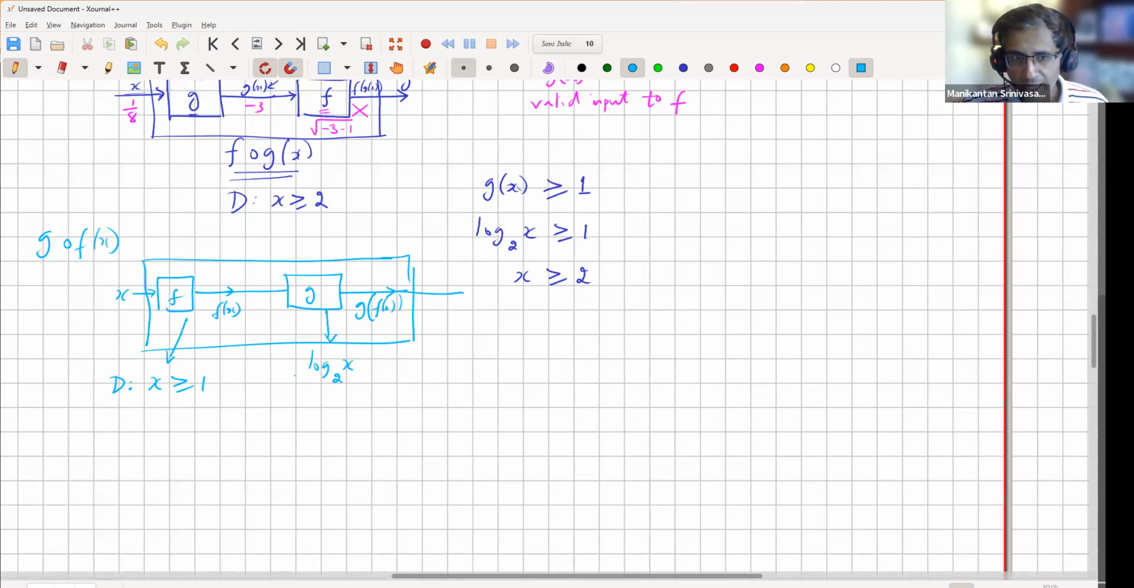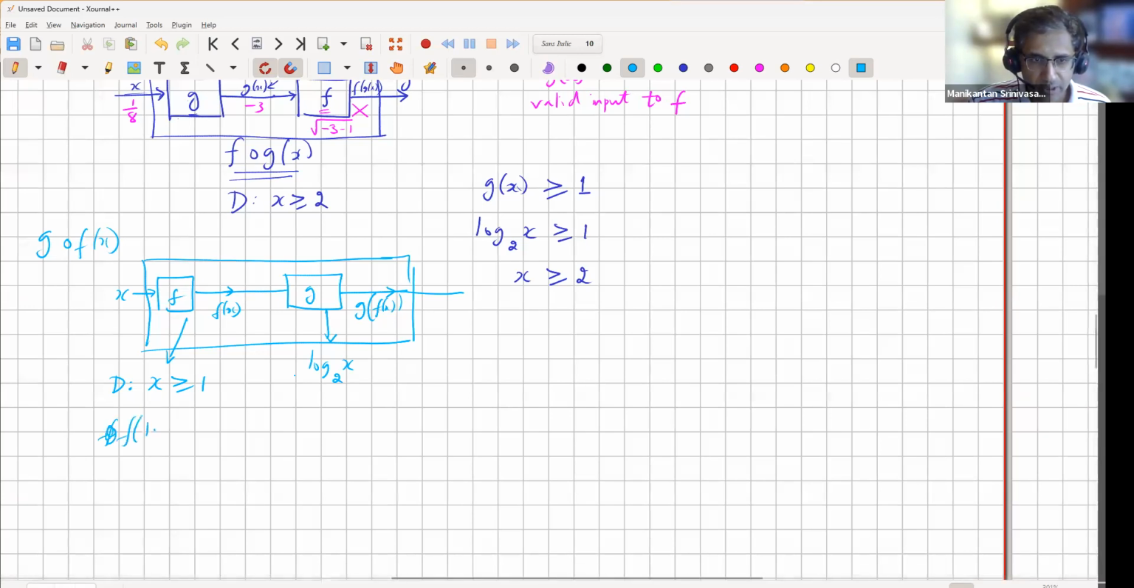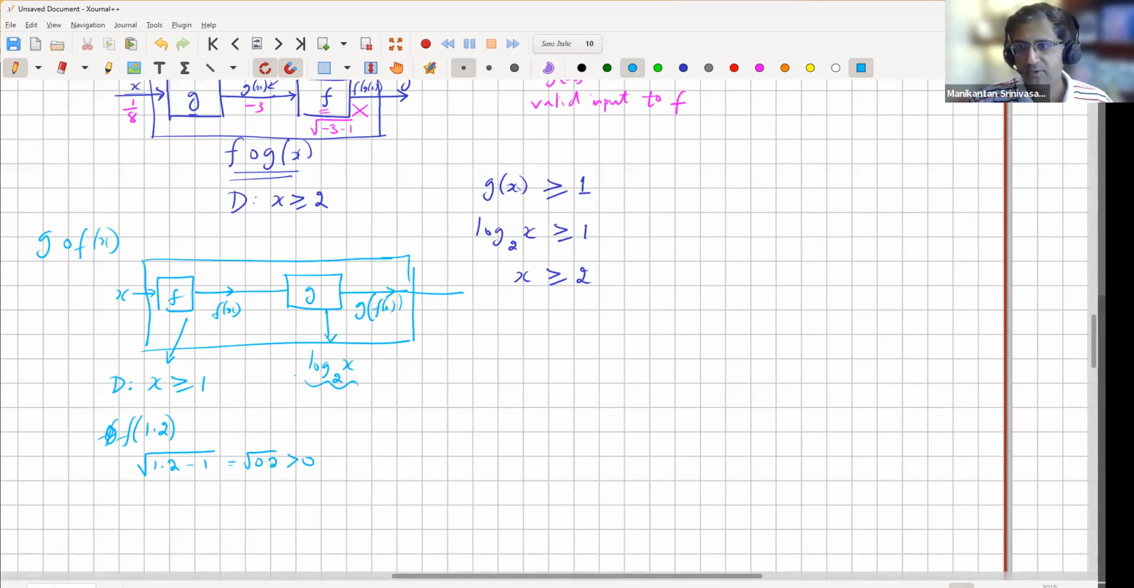So will every number greater than 1 be allowed? If F takes a number greater than or equal to 1, let's say 1.2, then F of 1.2 would be the root of 1.2 minus 1, which is the square root of 0.2, a positive quantity. Can G take that positive quantity? Yes, of course it can. As long as the output F of X is positive, it's a valid input for G of X, right?